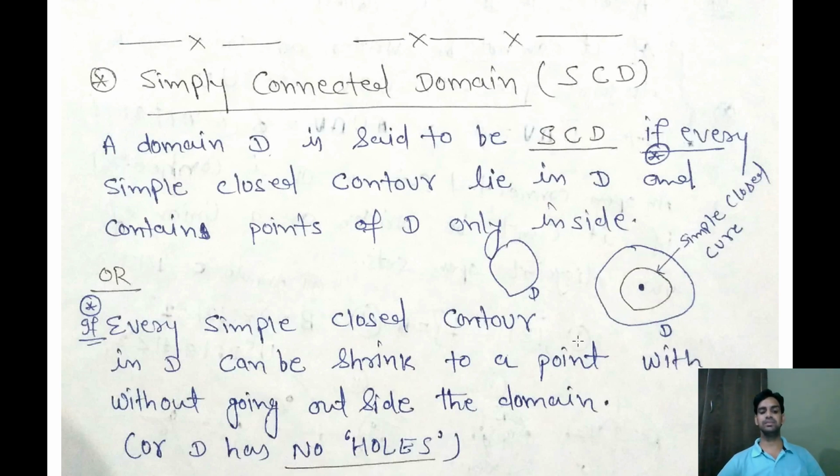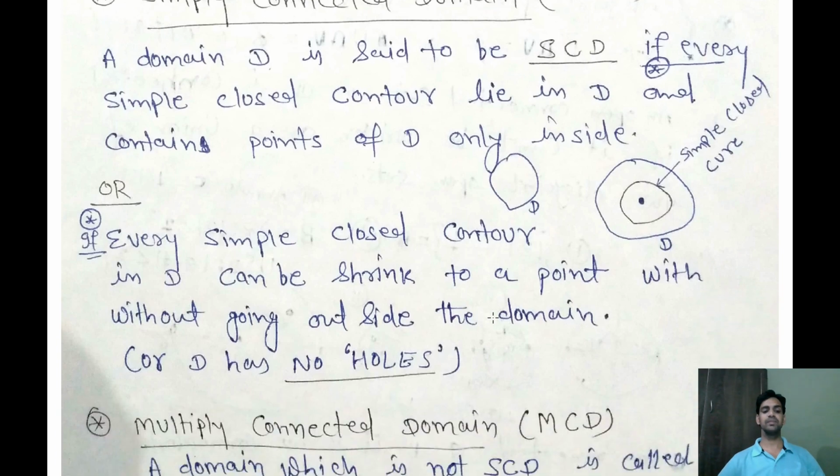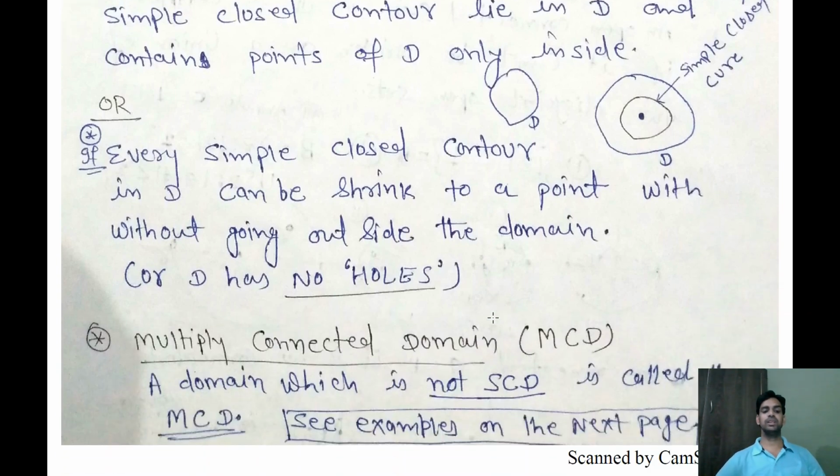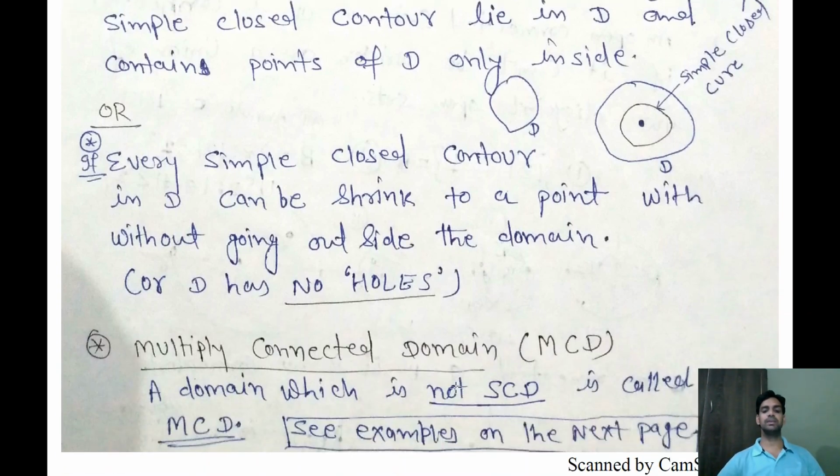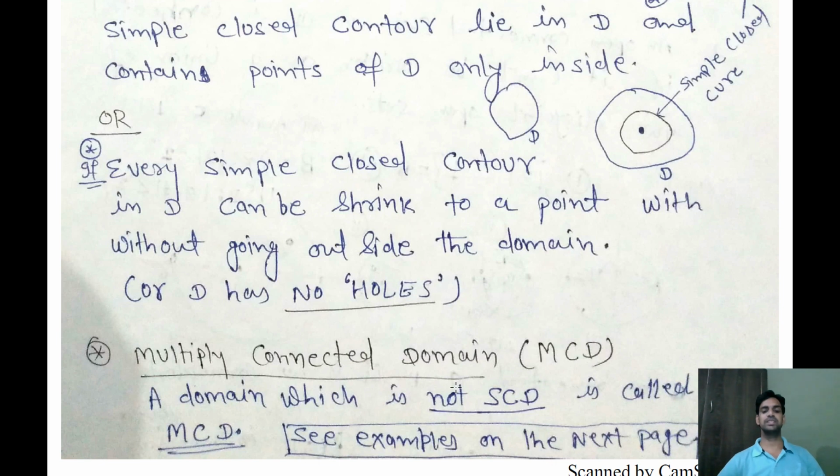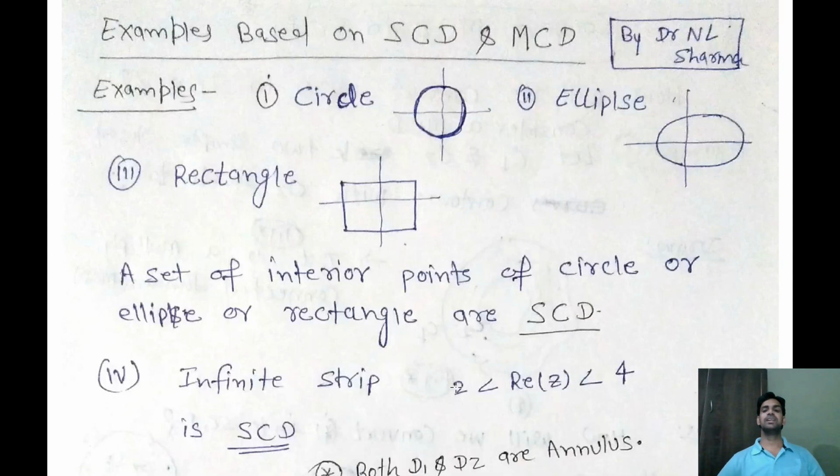And another thing, a simply connected domain does not have any holes. That means if a domain contains any hole, that is not a simply connected domain. And a multiply connected domain: a domain is said to be multiply connected if it is not simply connected. So we will see some examples based on connected, simply connected and multiply connected domains.